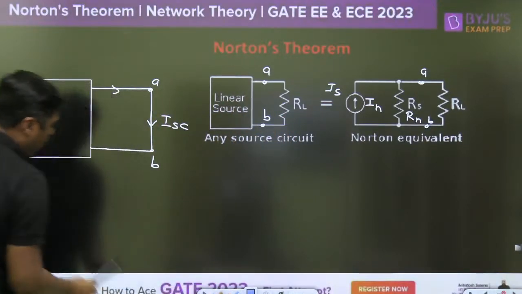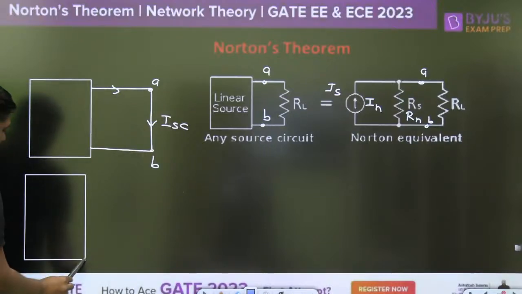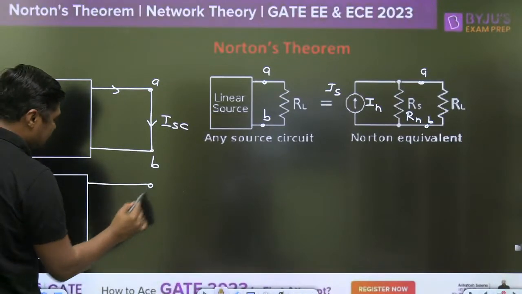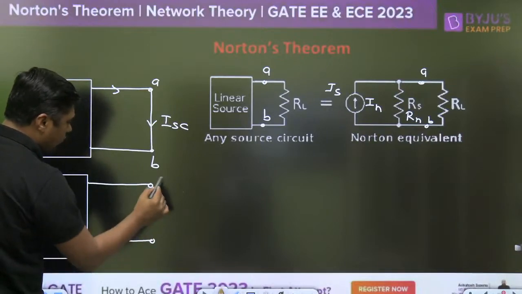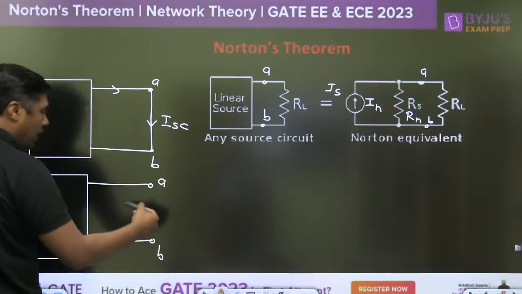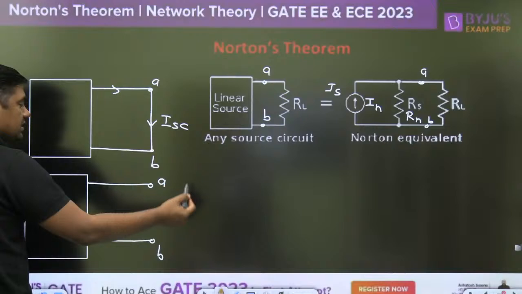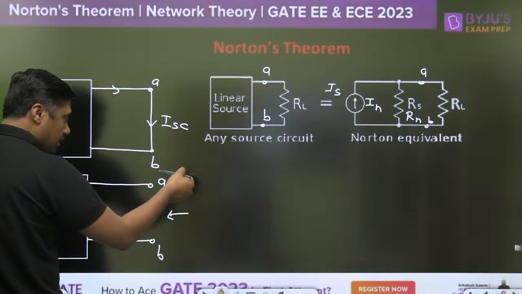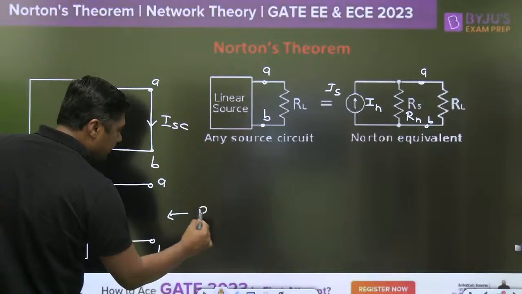Then if you want to find the RN, in the previous class I have already given that first of all remove this, and you have to find the RTH. What is the RN or RTH? That is the resistance seen at terminals A and B.